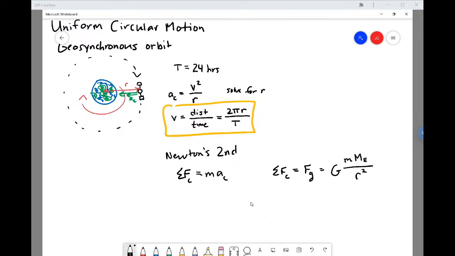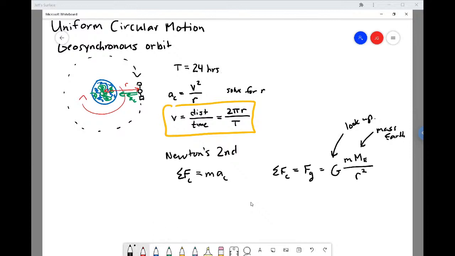So this is Newton's law of universal gravitation, and this is the mass of the Earth, something we could look up. And this is a constant, the gravitational constant. We can look that up as well. Okay, but now, because of Newton's second law and the law of universal gravitation, we have a way of figuring out what the centripetal acceleration is.